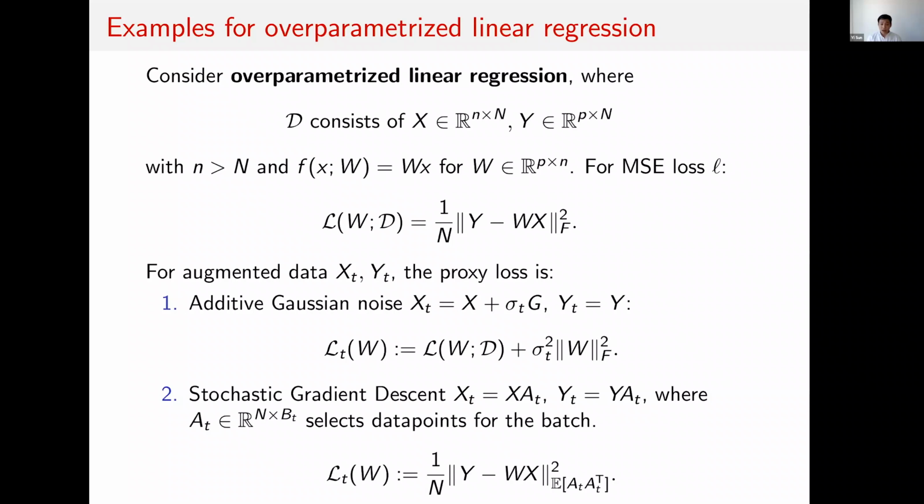A second example, which illustrates how general this framework is, is stochastic gradient descent, which, although it's not generally considered a data augmentation, also fits into this framework. Namely, we can consider the augmented inputs and outputs X sub t and Y sub t to simply be right multiplications of the input data matrices by a matrix A sub t, which selects data points for this batch. And in this case, the proxy loss is simply a weighted L2 norm of the residual.